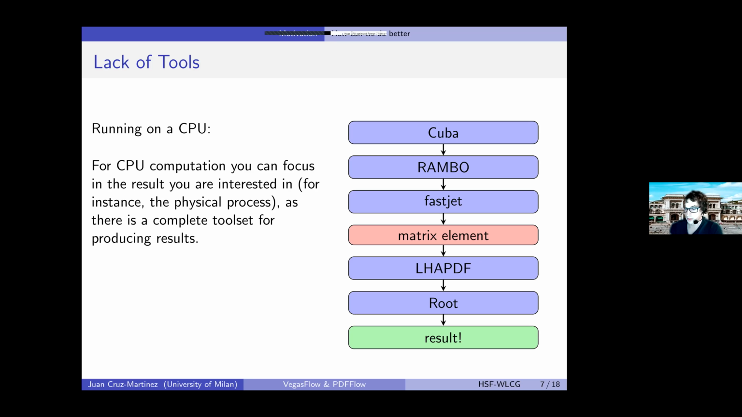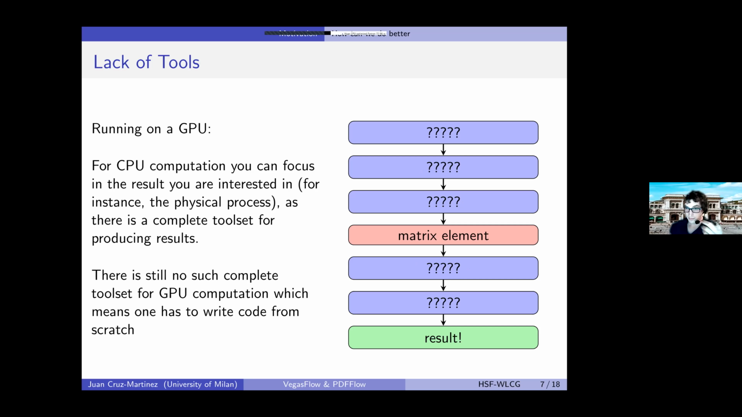and that's all I need to produce some results. If I want to do it on a GPU, even after I've written my matrix element, I'm missing all the other tools. And then I start running into problems such as you have to copy a lot of things in and out of memory for every event. You need to generate everything on a CPU, so you might be bottlenecked by many other things, etc.